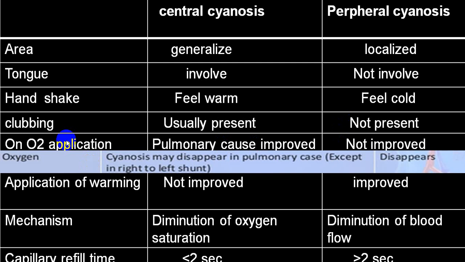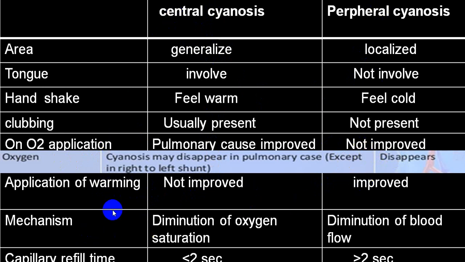present. When you give oxygen, pulmonary conditions will show improvement, while cardiovascular conditions may not show as good an improvement as pulmonary. While in peripheral cyanosis there will be no improvement at all. So cyanosis will not respond to oxygen therapy if it is cardiovascular and peripheral. When you apply warmth by rubbing or by putting the hand in warm water, central cyanosis does not improve, while peripheral cyanosis will have a little improvement.